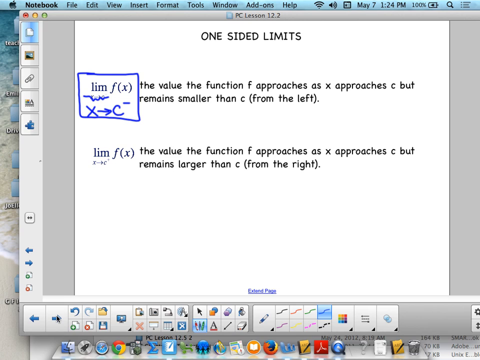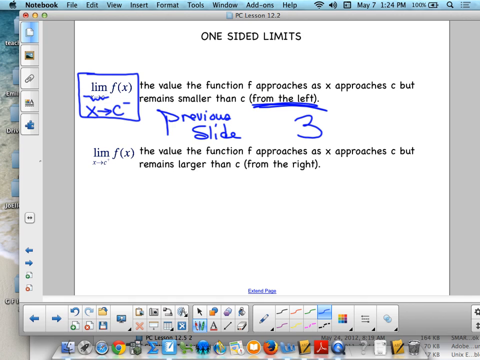Well, here's what it says. The limit of f of x as x approaches c from the negative side, or basically from the left. What was the answer on the previous slide, guys? On the previous slide, what was the answer as we approach c from the left? 3.